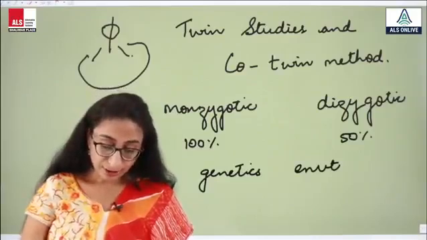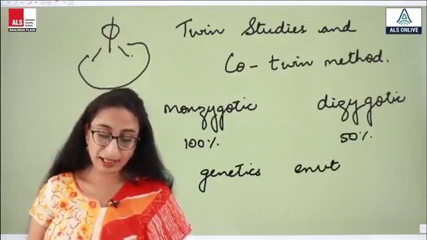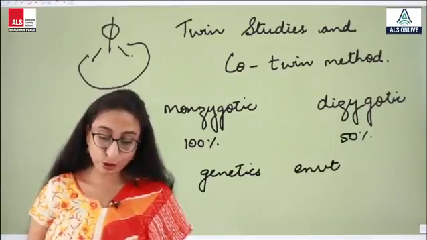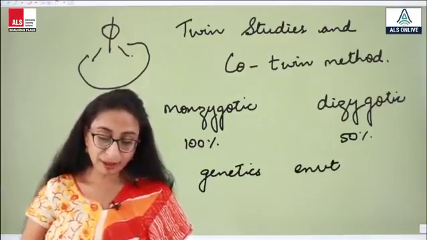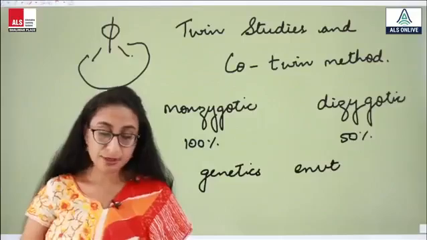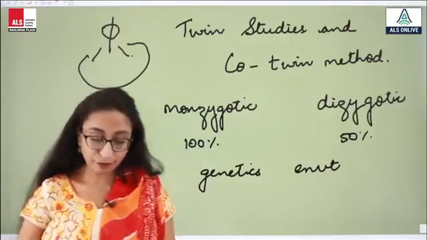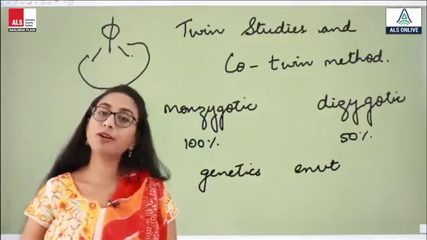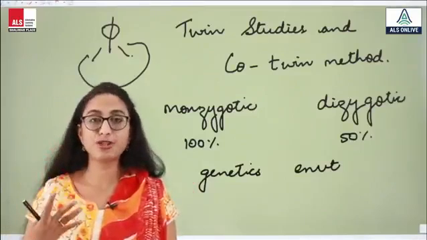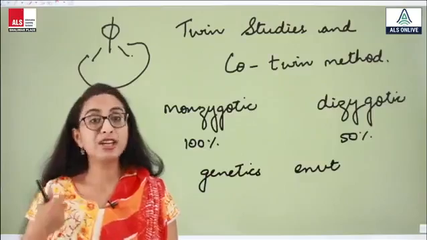So here you can see that the phenotypic dissimilarity between the monozygotic twins is assumed to be due to the environmental differences between the twins. So if there are any changes or dissimilarities in the phenotype, okay, what do we mean by phenotype? Phenotype means external expression, right? Genotype means genetic expression.